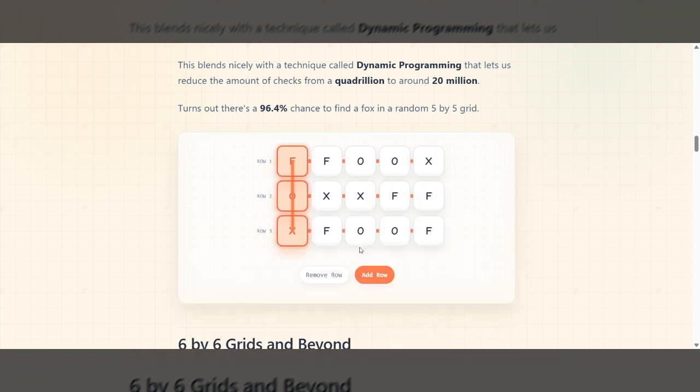Wait, is it a new rule? Yeah, I think it's the same rule.